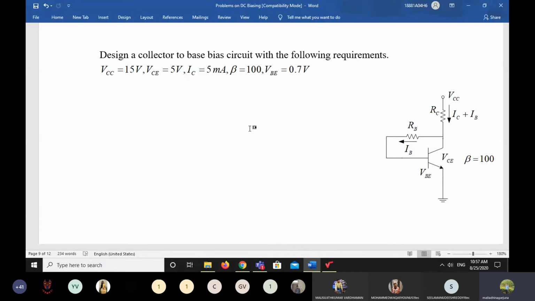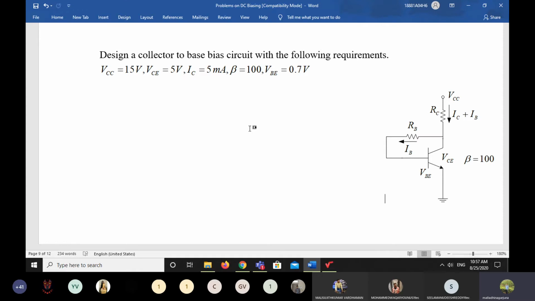So this also, you please note down and solve it on your own. This is also the same thing. So what is there? Design means we have to calculate RB and RC. For that we have the operating point VC equal to 5 volts, IC equal to 5 milliamperes, and beta. IC is known, beta is known, and IB you can calculate directly, because IC equal to beta times IB, where IB is equal to IC by beta. So 5 milli by 100, you will get 50 micro. IB value is 50 micro.